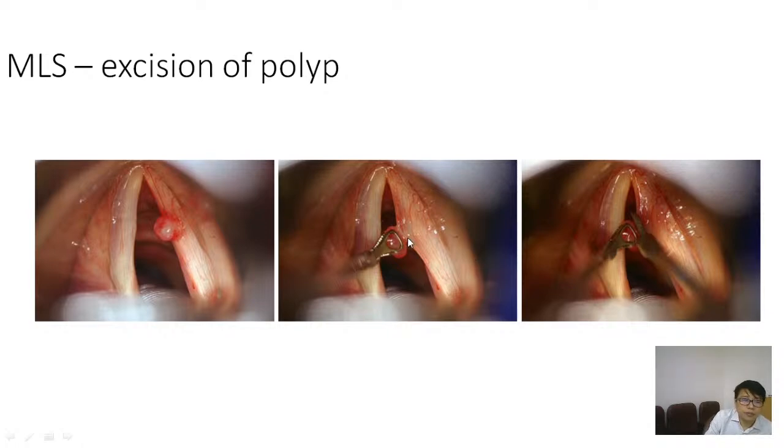So why is it called microlaryngeal surgery? Because we use a microscope to magnify the images, and then we can use the specialized instruments to do surgery inside the larynx.